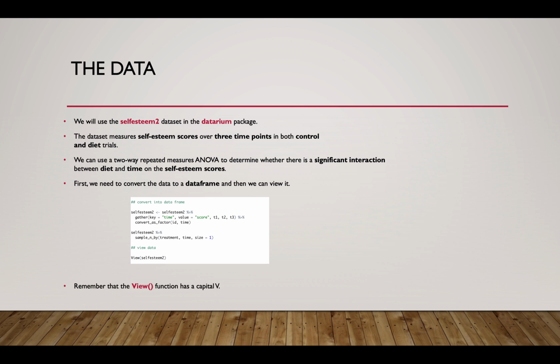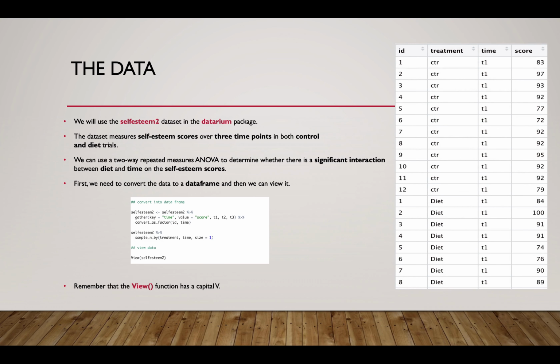For this tutorial, we are going to use the selfesteem2 dataset, which can be found in the datarium package. This dataset measures self-esteem scores over 3 time points in both control and diet trials. We can use a two-way repeated measures ANOVA to determine whether there is a significant interaction between diet and time on the self-esteem scores. But first, we need to convert the data to a data frame and then we can view it. To do this, you can use the piece of code below. And remember that View has a capital V.